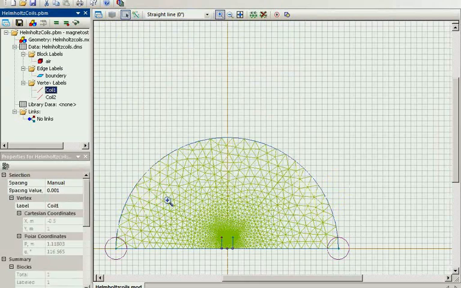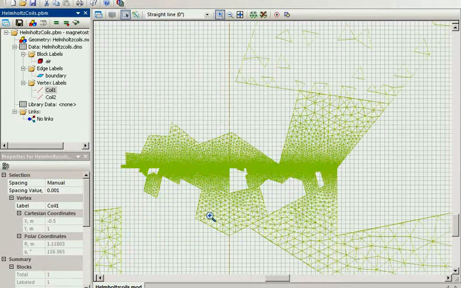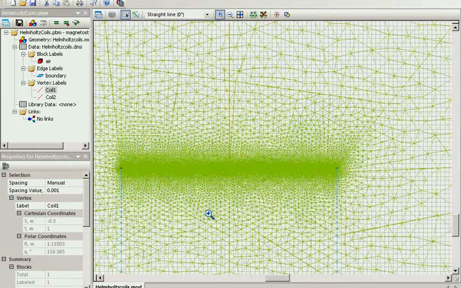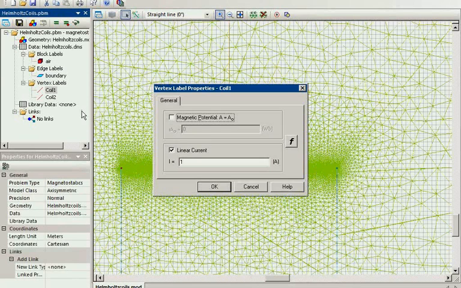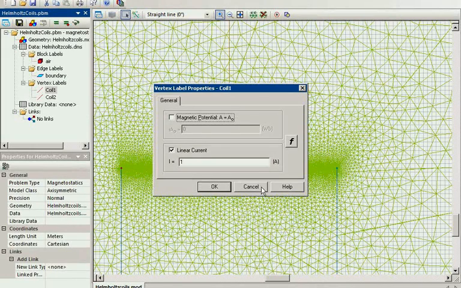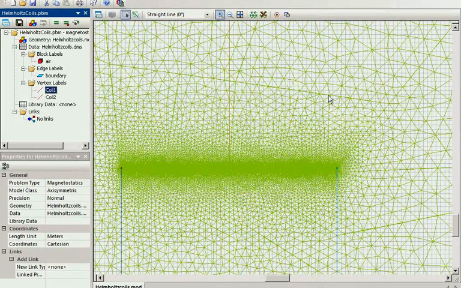and the coils. The coils are simulated by infinitely thin wires. Each coil carries the current of 1 ampere. First coil and the second coil.